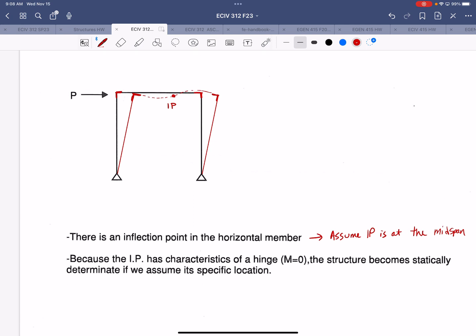And again, since the inflection point has the same characteristic as a hinge, where moment is equal to 0 at that location, we can treat that location as a hinge, and then that makes our frame statically determinate, so we can break it apart, and knowing that M is equal to 0 at that location, we can find the internal forces, external reactions, and so on.